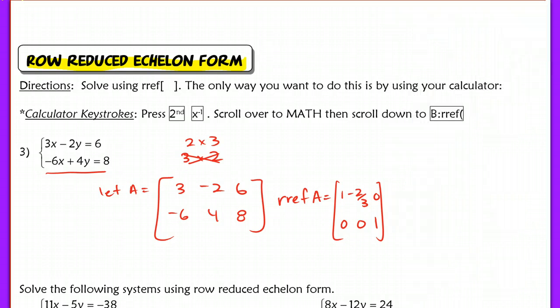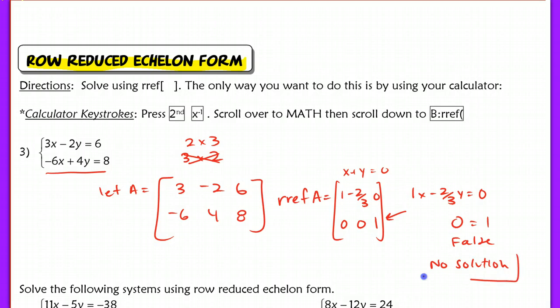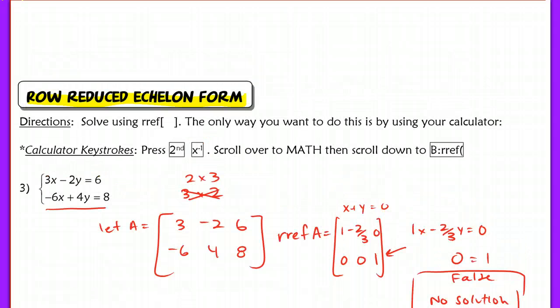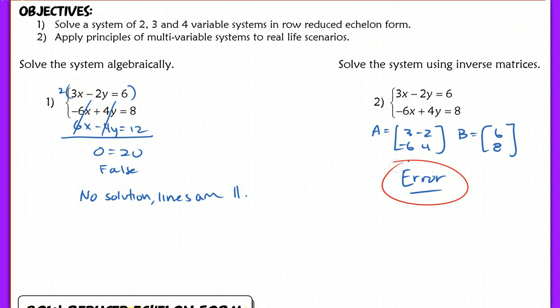So let's talk about what this means. When I look at this, this is giving me x, y equal to 0. So I have 1x minus 2/3 y equals 0, and I have this bottom statement here that says 0x plus 0y equals 1. In other words, 0 equals 1, which we know to be false, which is why this system has no solution. So row-reduced echelon form allows us to actually figure out what the solution to this system is, whereas before, with inverse matrices, we just get that error message. So that's why we no longer want to use just inverse matrices.